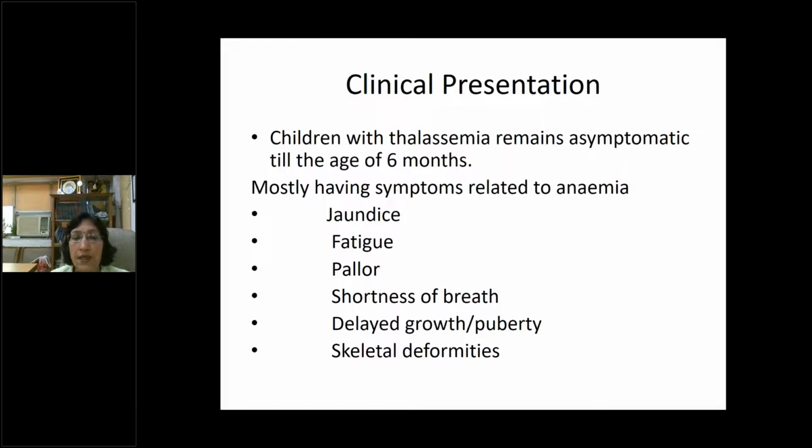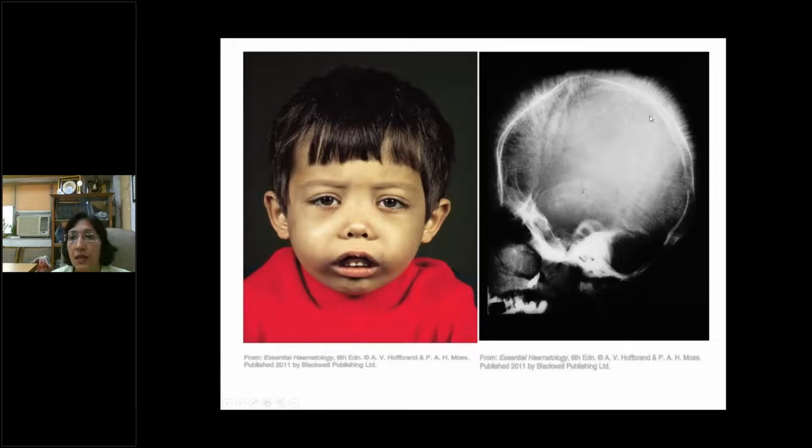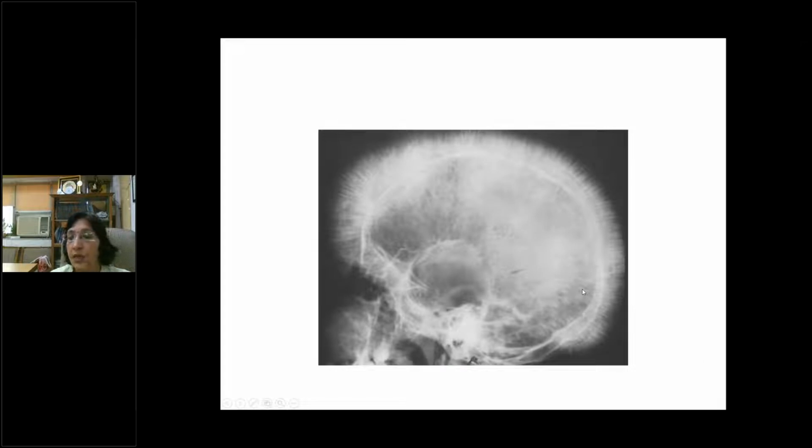Usually we have already discussed, patients mostly present with jaundice, symptoms and signs of anemia like fatigue, pallor, dyspnea, and if it is the inherited major form, mainly delayed growth and puberty, skeletal changes, hepatomegaly, and splenomegaly. Now this is the skull appearance in the case of thalassemia, in which you can observe the widened diploic space, and due to this it is the hair-on-end appearance or the crew-cut appearance. This is the typical picture in thalassemia major.